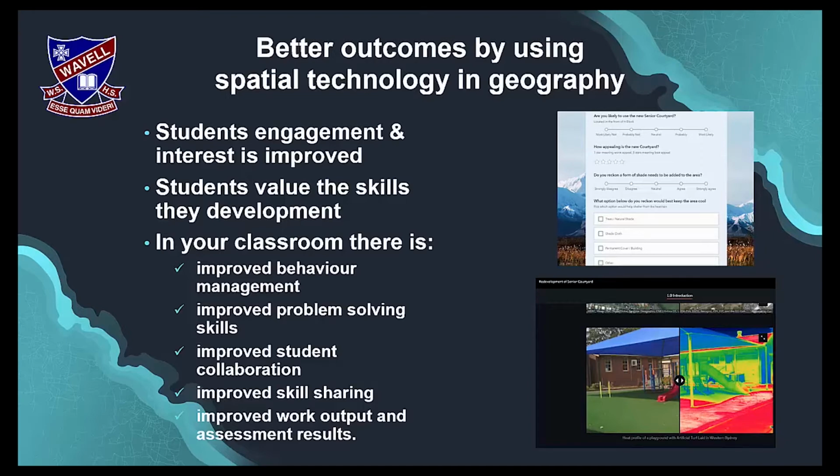It improves skills sharing. You'll often see that students are helping each other out with the software and with the geospatial applications, and it improves their work output and assessment results.